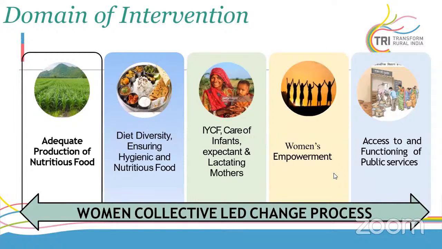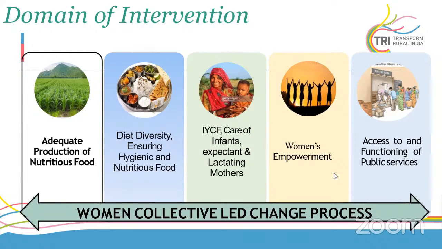The first was on adequate production of food. Here we aggressively promoted the concept of kitchen garden at individual level and community level. So people who have implemented long-term programs on community health must be aware of the kitchen garden concept and how to promote diet diversity through kitchen garden.